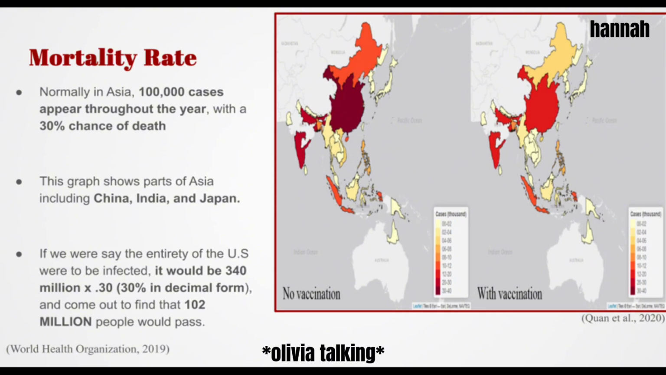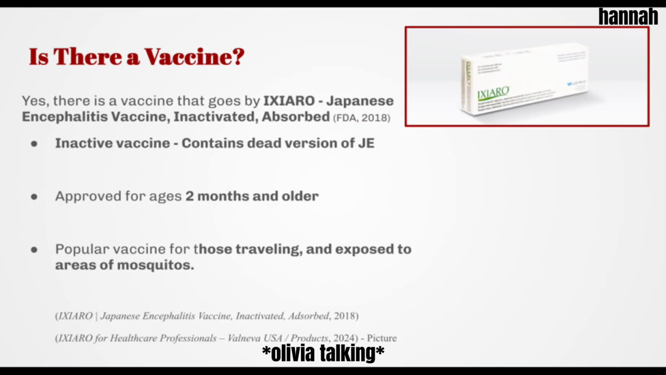If we were to say the entirety of the US were to be infected, there would be about 340 million times 30%, and we come out to find that 102 million people would pass away from getting infected with this disease. There is a vaccine for Japanese encephalitis.